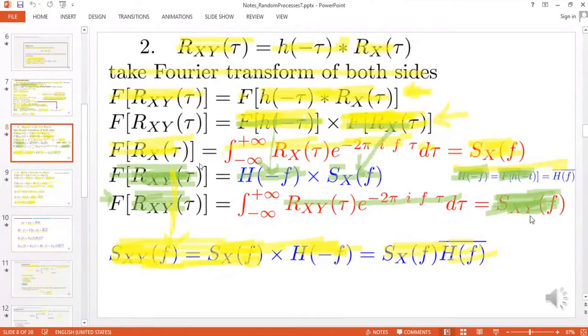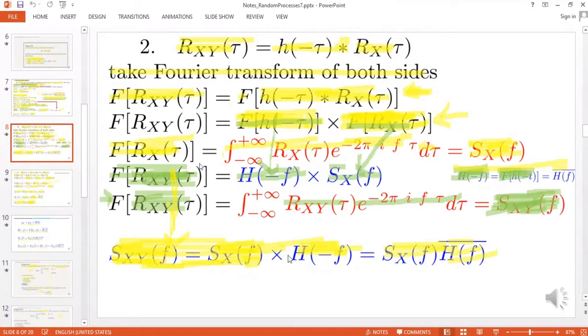Today we define the cross spectral density as the Fourier transform of the cross correlation. So this is the cross correlation, and we are taking its Fourier transform. The Fourier transform of the cross correlation is equal to the cross spectral density. So from here you can write this is actually the cross spectral density Sxy(f), and this as it is.